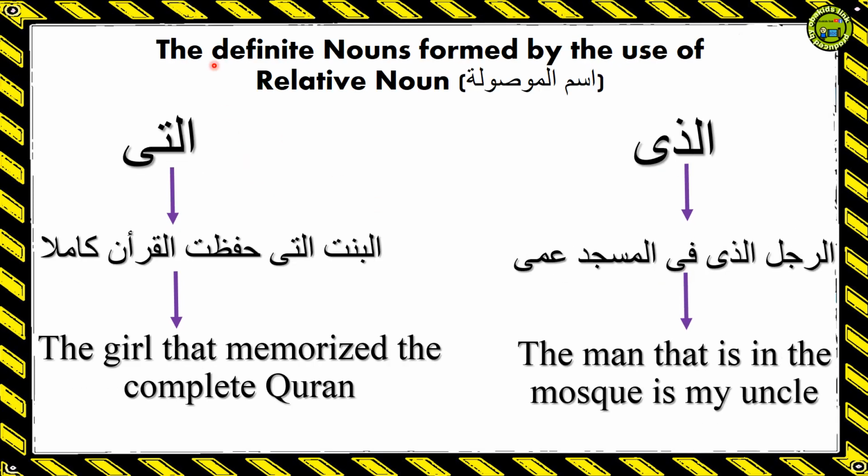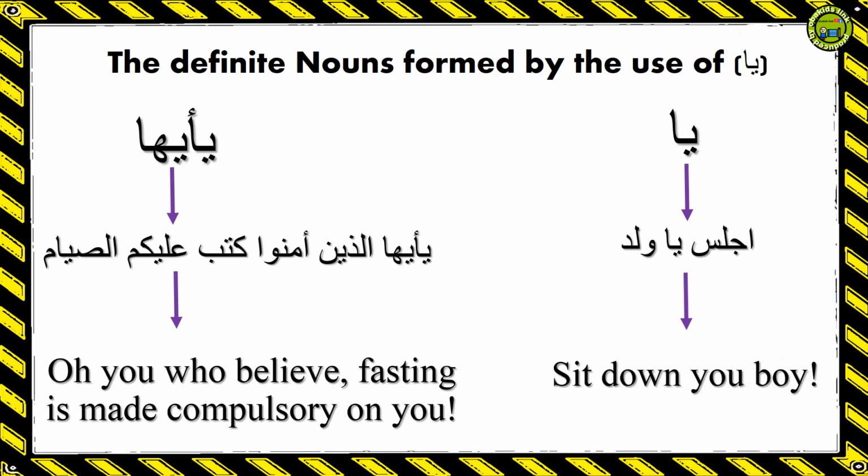Here we have the definite nouns formed by the use of relative noun, ismul mawsulat. Allazi. Ar-rajul allazi fil masjidi ammi. The man that is in the mosque is my uncle. Allati. Al-bintu allati hafizat Qur'ana kamilan. The girl that memorized the complete Quran. So the reason why these are definite nouns is because of the relative nouns, ismul mawsulat, which are allazi and allati.